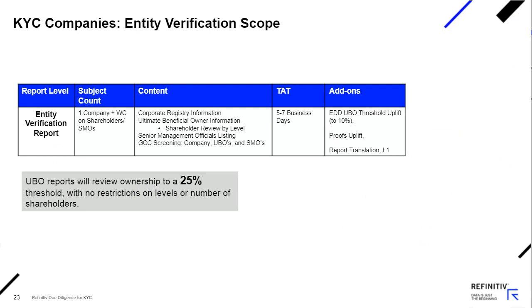Once again, this reviews the contents of the report and what it explicitly includes. The turnaround on these entity verification reports is 5 to 7 business days. We also have the ability to include proofs in the report as well as attached to the report for those who require that for audit trail purposes. That is true for KYC, the more robust company report as well, and the ability to uplift that UBO threshold based on your internal risk parameters and what you're looking for in terms of ownership.